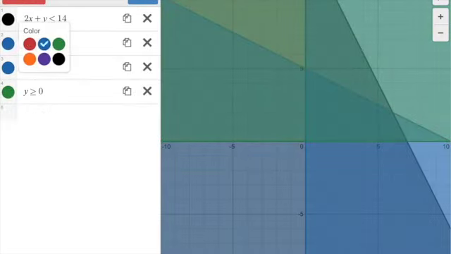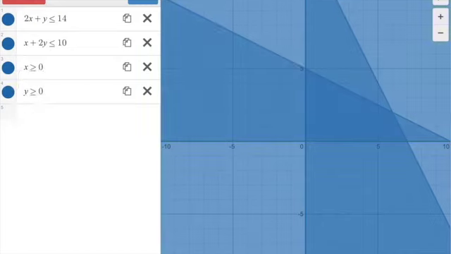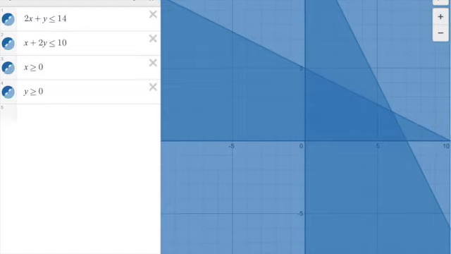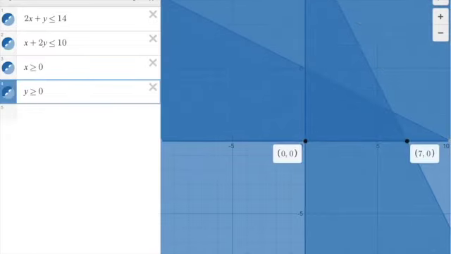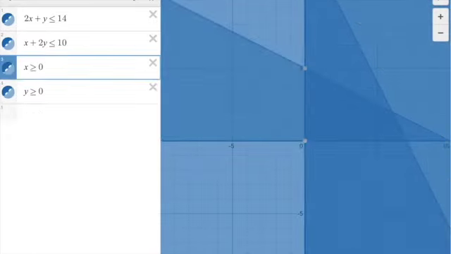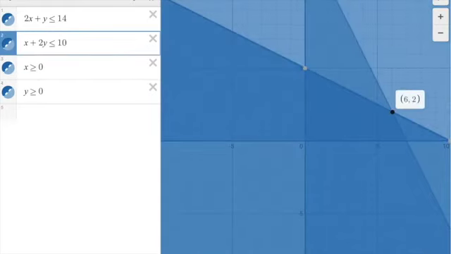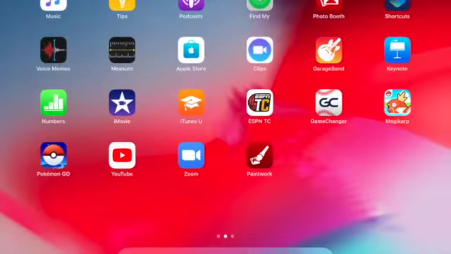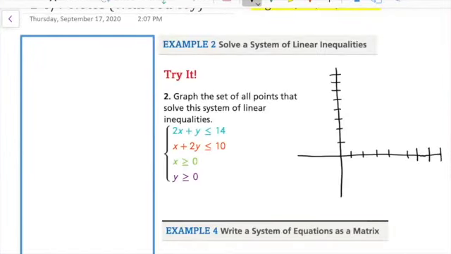So what you can do instead is go through and change them all to the same color. If I change them all to blue, I know that the overlap is the darkest blue. So meaning we have an intersection here and here: (0, 0), (7, 0), (0, 5), and (6, 2). And so those are the points that I am going to graph, the points around the darkest spot there.